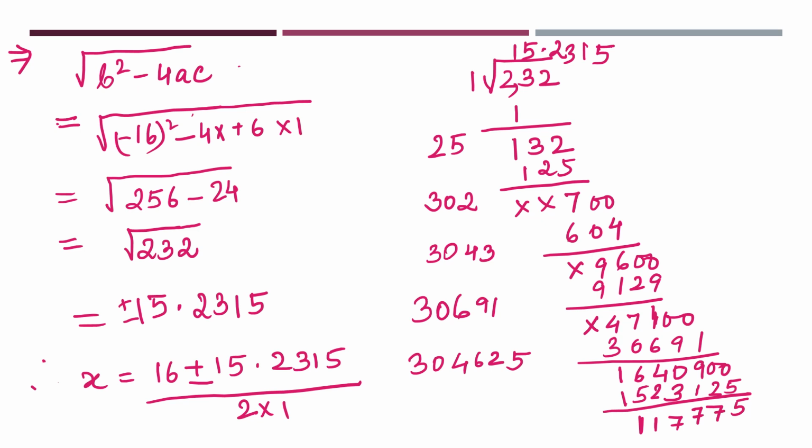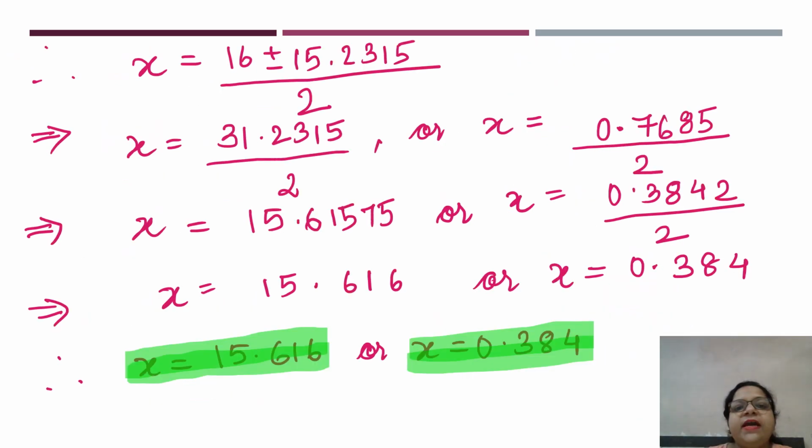So we will find the root of 232, which comes as 15.2315. The square root of 232 is plus minus 15.2315. Therefore x is equal to 16 plus minus 15.2315 upon 2.